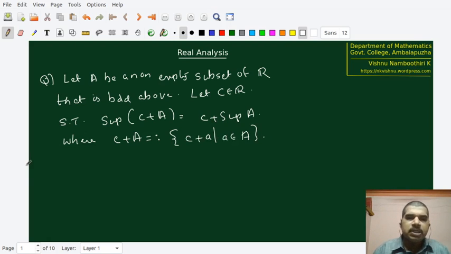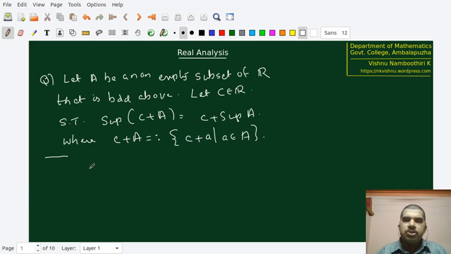So from this set A, which is non-empty and bounded above, we are actually forming a new set using the given number C, and that set we are labeling as C plus A, and it consists of all elements of the form C added to each and every element in capital A. So the question is to show that taking the supremum of the new set C plus A is equivalent to taking the supremum of A, then adding C to it.